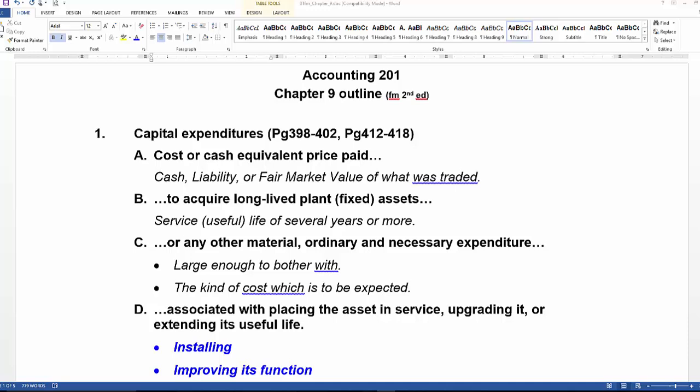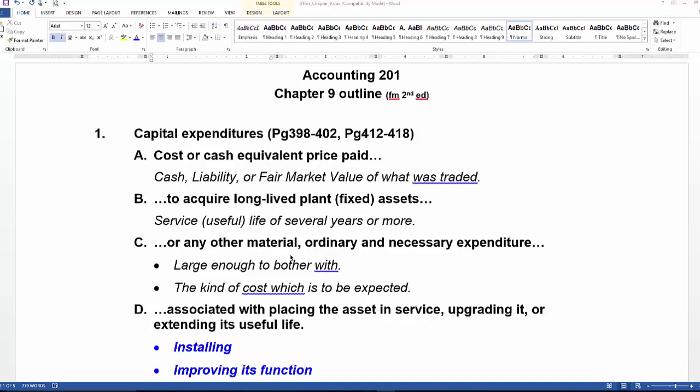In this video, we'll take a look at Chapter 9, which deals with property, plant, and equipment, plant assets, fixed assets, or items commonly referred to as capital expenditures. What are those? Those are anything, the dollar amount of which we've paid in cash, assumed a liability for, or traded, and the value is based on any one of those three items for acquiring or obtaining long-lived or fixed plant assets. Those are things that have a useful life of several years or more, say minimum 3.